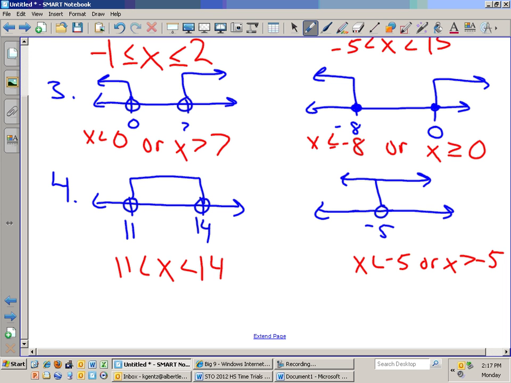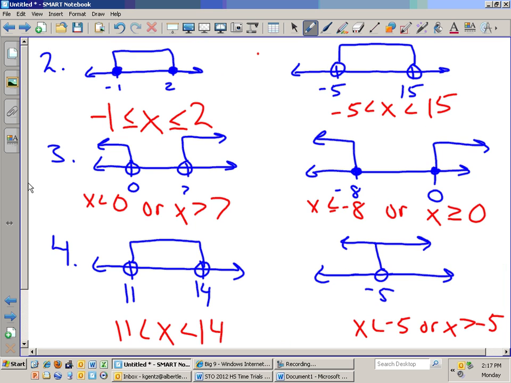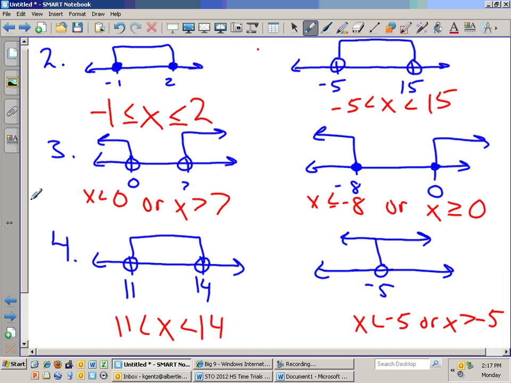For the very last one, what's the only number that won't satisfy that? Negative 5. So this inequality represents all values except for the number negative 5. Okay? Any questions on writing inequalities? Everybody remember how to do that now?